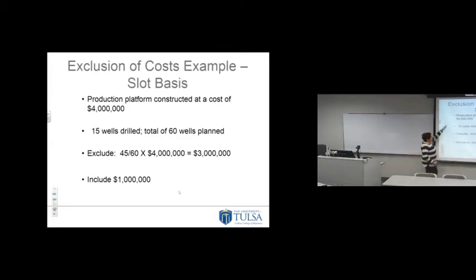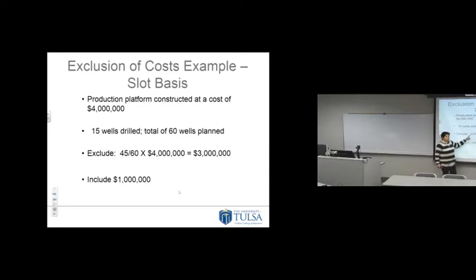So in this case, I've got a platform that costs $4 million. 15 wells have been drilled, but I plan to drill 60. So 45 of the 60 have not been drilled. 45/60ths of the $4 million is excluded from my DD&A calculation. So when I add up my costs, I'm just going to take $3 million out.